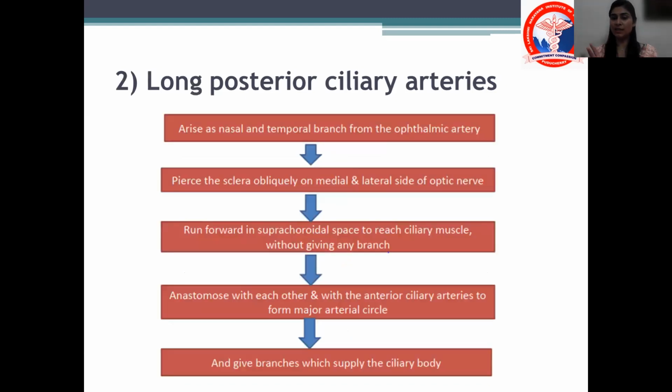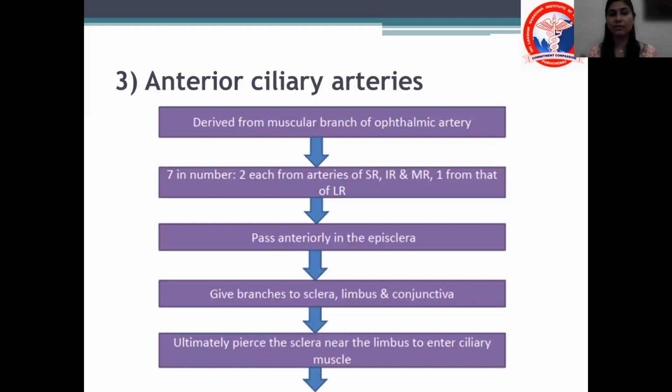The long posterior ciliary arteries arise as nasal and temporal branches from the ophthalmic artery. They pierce the sclera obliquely on the medial and lateral side of the optic nerve. They run forward in the suprachoroidal space to reach the ciliary muscles without giving any branch, and anastomose with each other and with the anterior ciliary arteries to form the major arterial circle within the stroma of the ciliary body. And they give branches which supply the ciliary body.